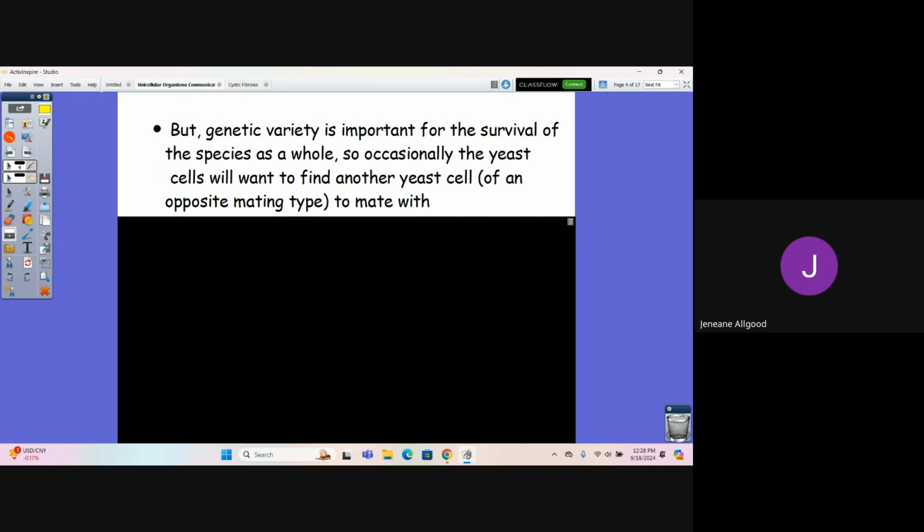Okay, so this is what I was just saying about genetic variety. We know that genetic variety is important for the survival of the species as a whole. So occasionally the yeast cells will want to find another yeast cell of an opposite mating type. Okay, now yeast cells do not identify as male or female. There are two mating types in yeast, and they are A and alpha. So we don't have boy yeast cells and girl yeast cells.